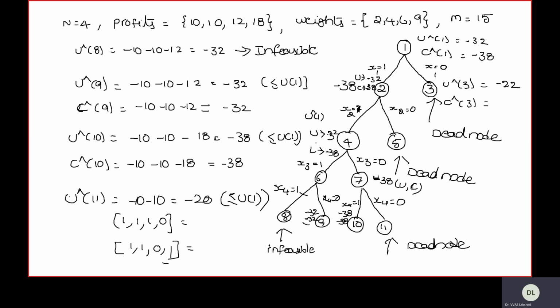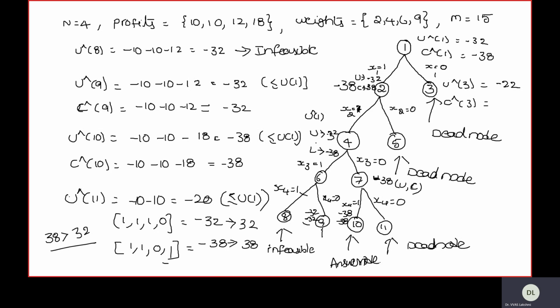Why? Because minus 32, minus 38 here. Here minus 32 is the value, and here this value is minus 38. Whenever these values are converted into positive values, 38 is greater than 32. That's why this path becomes the answer node path.